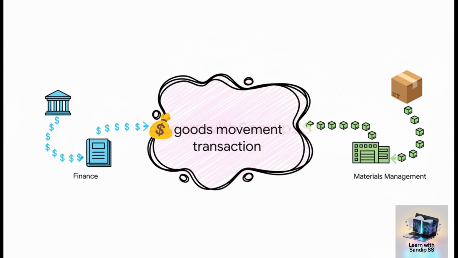Let's break this down, because it is vital. The value string is all about the money. It's the link to finance, controlling which GL accounts get debited and credited. The quantity string, on the other hand, is all about the physical stuff. It controls which quantity fields in the material master get updated. So one talks to finance, the other talks to inventory management. Simple as that.